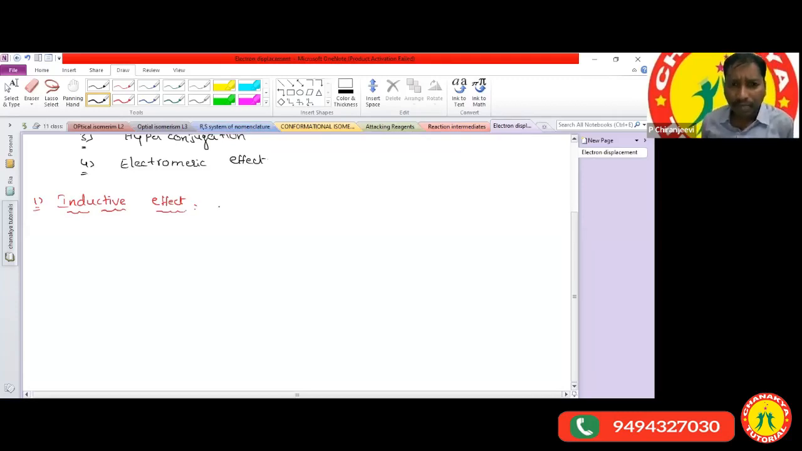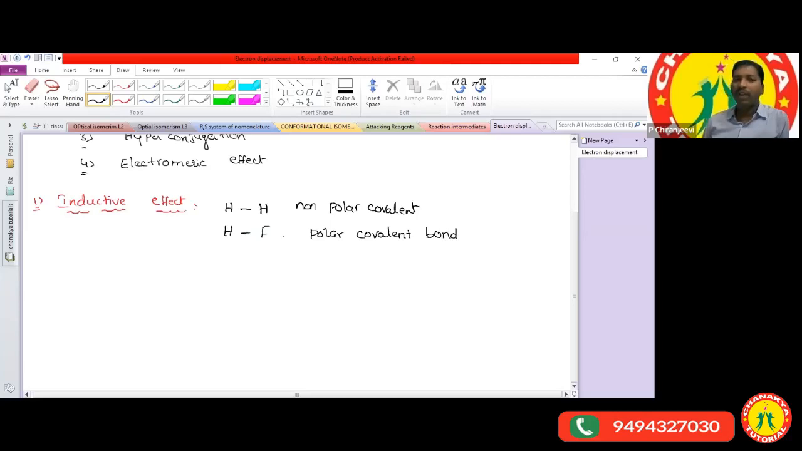Based on the elements, we again have two types of covalent bonds: polar covalent bond and non-polar covalent bond. If the covalent bond is present between two identical atoms, we call it a non-polar covalent bond. If the covalent bond, as in HF, is present between two different atoms, it is called a polar covalent bond.